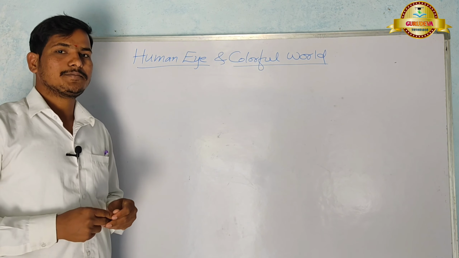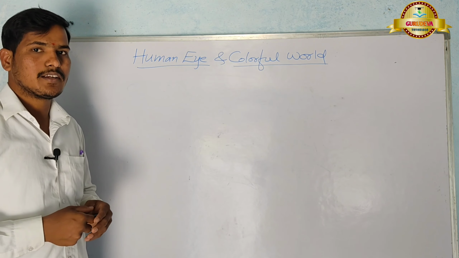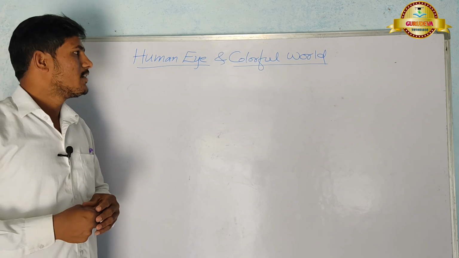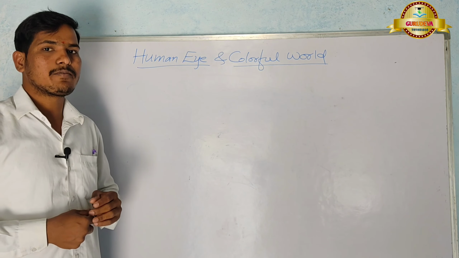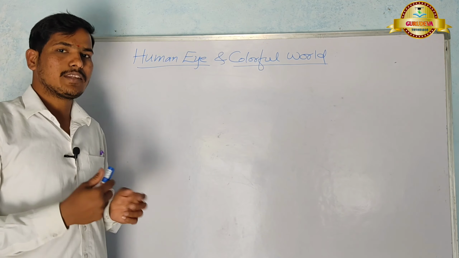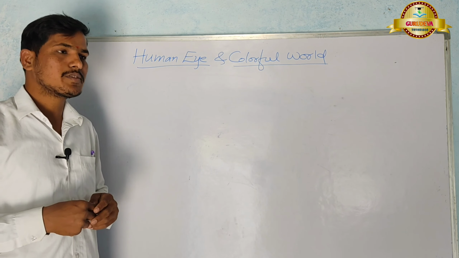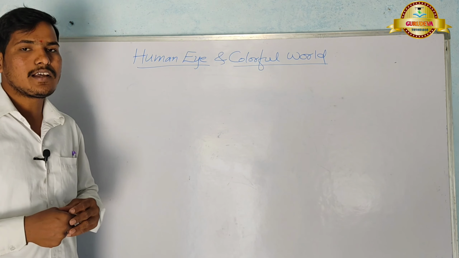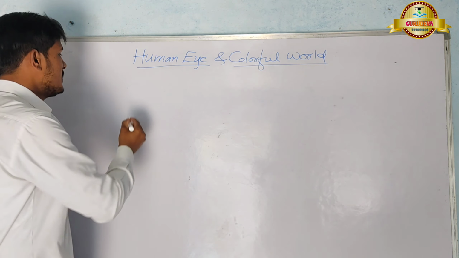Next, human eye. The human eye functions on the principle of sensation of vision. Here we are enabled to observe the object which is present in front of our eyes because of light scattered from them that falls on our eyes. So that's why we are able to observe the objects present in front of our eyes.